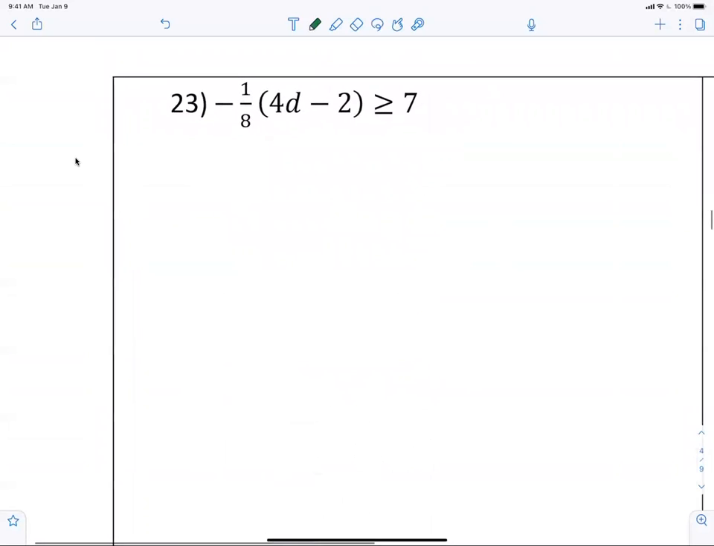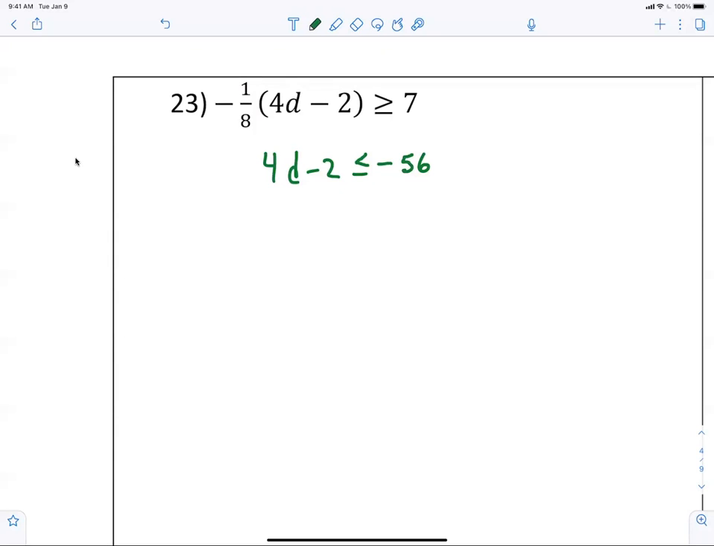All right, here we go. 23. Here, the easiest thing to do is multiply by the reciprocal. Multiply by negative 8. The problem is if I multiply by negative 8, what do I have to do to the sign? That's right. So now I have 4d minus 2 less than or equal to negative 56. It's easy to make a mistake. Make yourself a little note there. Multiply, divide by negative.